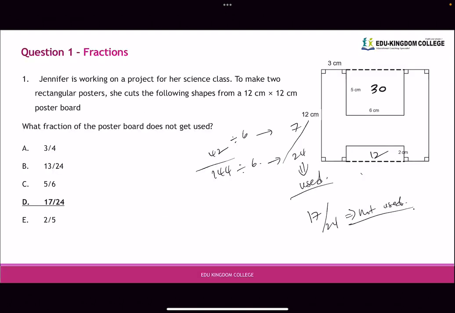Now, I haven't gotten rid of the annotations, but we'll go through it just like this. Shouldn't be a problem. Might even be faster. So question 1, Jennifer working on a project.